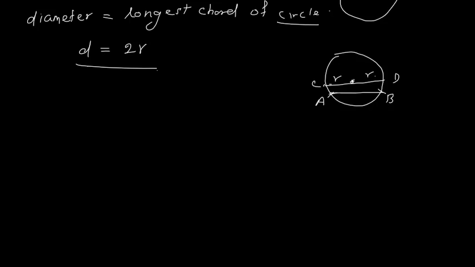Now if I take 2 points on the circle, and if I cut at these 2 points, I will get 2 parts of the circle. One part something like this, AB, and the other part is something like this.